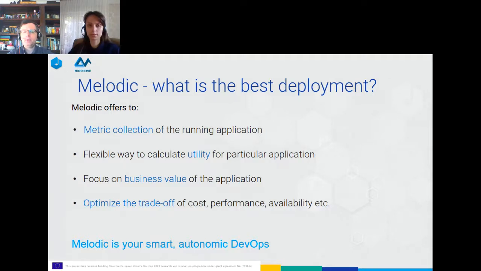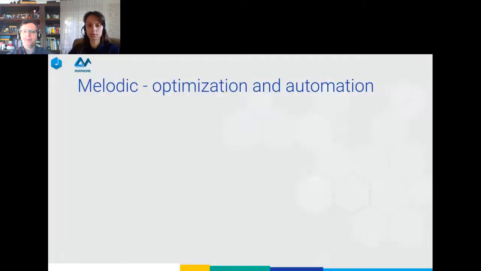But usually we need to find the balance between the performance and cost. So we want to have the performance on a certain level or better and minimize the cost. We also want to increase the availability, so to have more than one instance and so on. So there are many factors which should be considered in the utility function. And all of this is done automatically by Melodic, so you can consider Melodic like a smart autonomic DevOps solution.